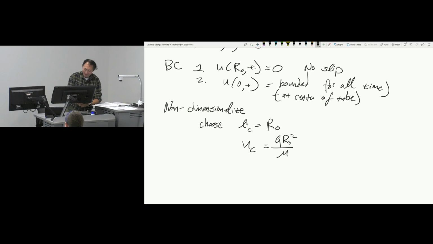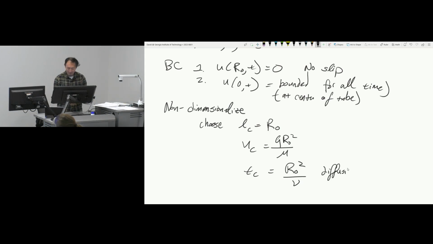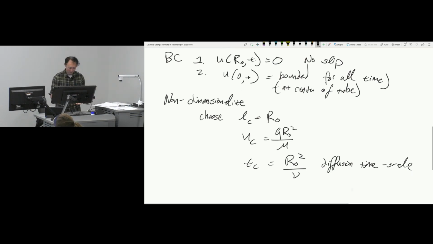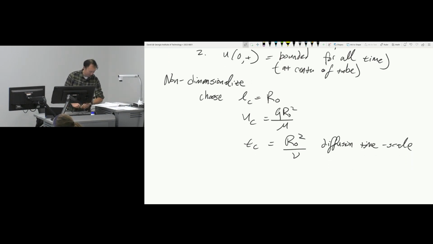Now that I've got my length scale and my velocity scale, I can easily get my time scale. I want to keep it simple, so I'm going to do r naught squared over nu. And this is what we've seen many times before. This is the diffusion time scale: if you're at a distance r naught away, how long it takes information to go a distance r naught, if you have a fluid with kinematic viscosity nu.